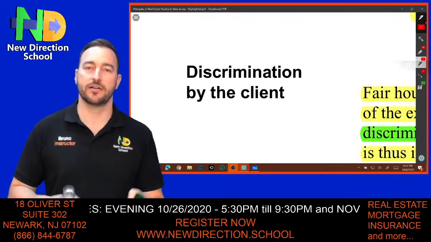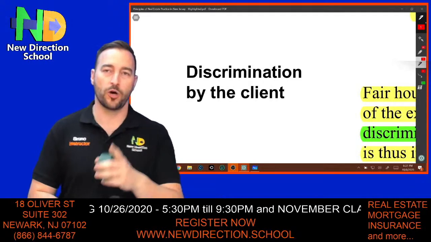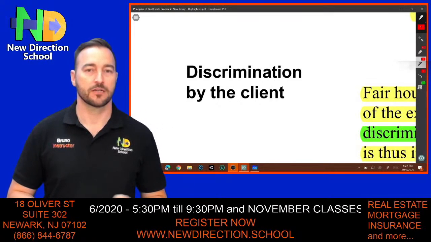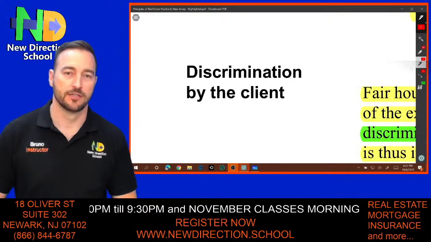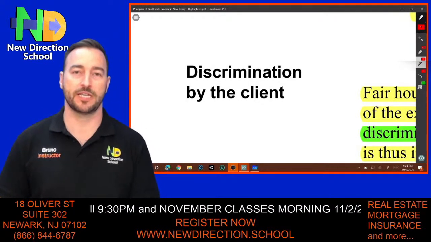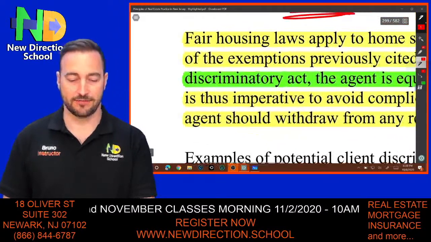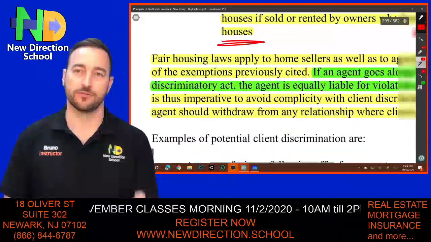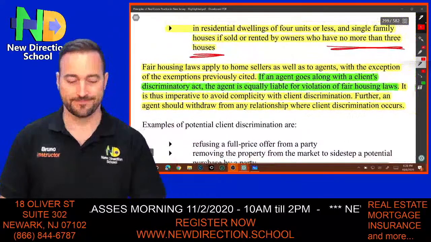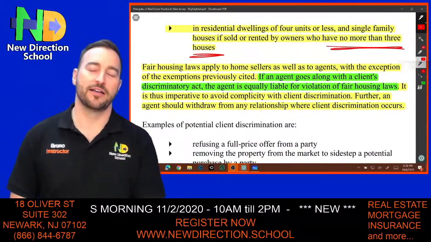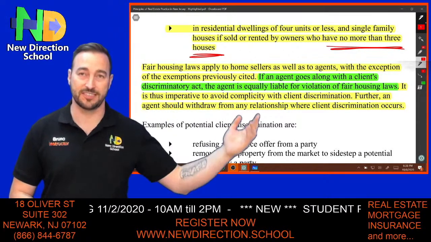So what we're trying to say here is, if your client intends to discriminate, what should you do? Reject that client. All right? There's plenty of fish in the water. There's plenty of clients out there. If your client discriminates, walk away, because you could lose your license, not them. You could get sued as well as they can. As we say right here, fair housing laws apply to home sellers as well as to agents, with the exception of the exemptions previously cited.